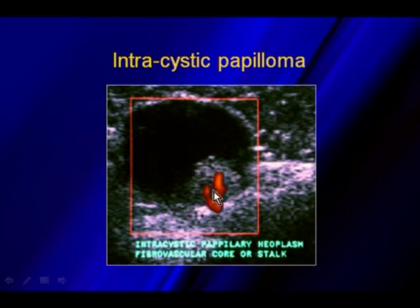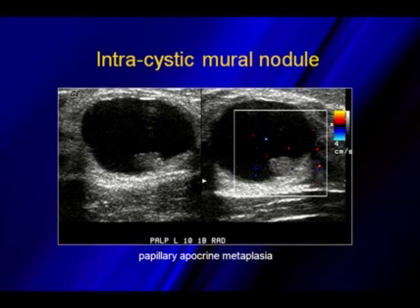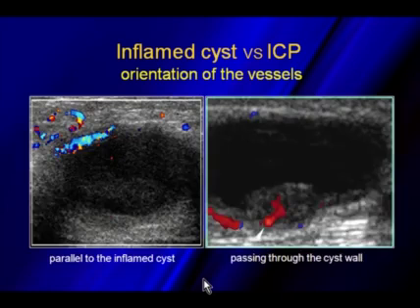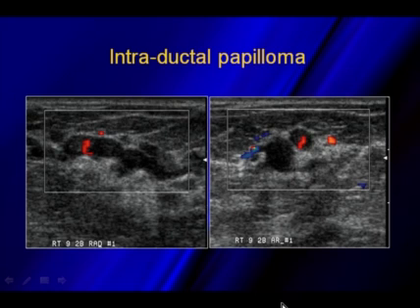We use it for evaluating solid nodules, so you can see this intracystic papilloma. We can see the vessel that courses perpendicular to the wall, whereas with an inflammatory process, it was parallel to the wall. And just because you, once again, do not see flow does not necessarily mean it's papillary apocrine metaplasia, but this was a case of papillary apocrine metaplasia. And once again, to tell the difference between inflammation and a true intracystic lesion is looking at the orientation of the blood vessels, parallel versus perpendicular to the wall itself.